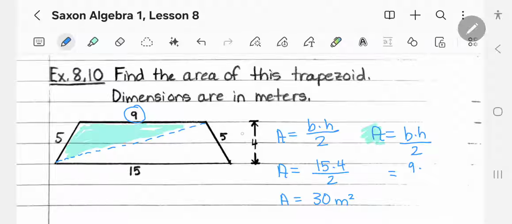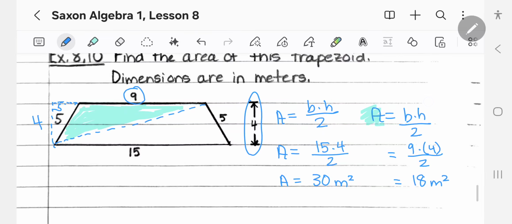Its height is going to have to be from the base. So you can see here, if you extended this out and did this, it would be the same height as this 4. Okay, because it's directly across from it, and it's a perpendicular height. And then we would divide that by 2. 9 times 4 is 36, and 36 divided by 2 is 18, and this is square meters. When I add those two together, I get the total area is equal to 48 square meters. And that's how you do parallelograms and trapezoids. You break them into other shapes.